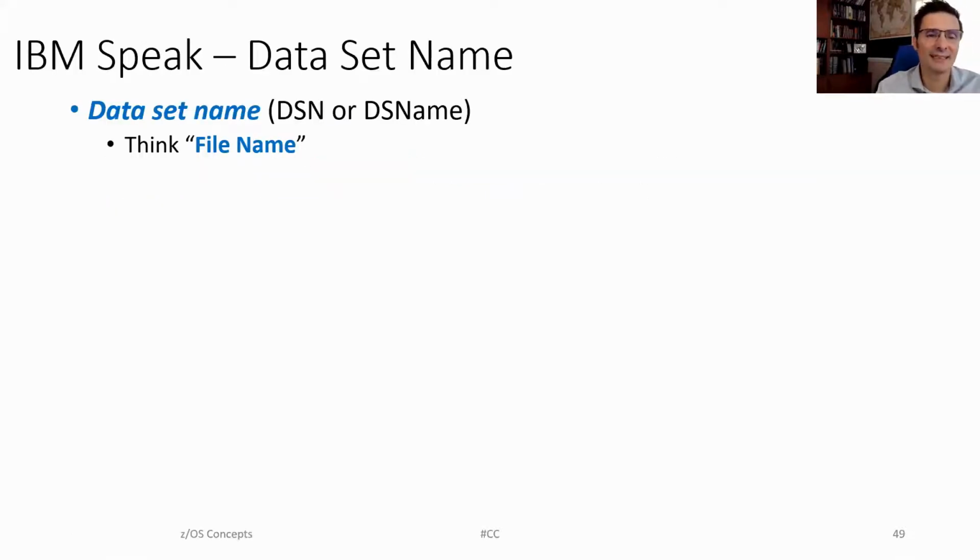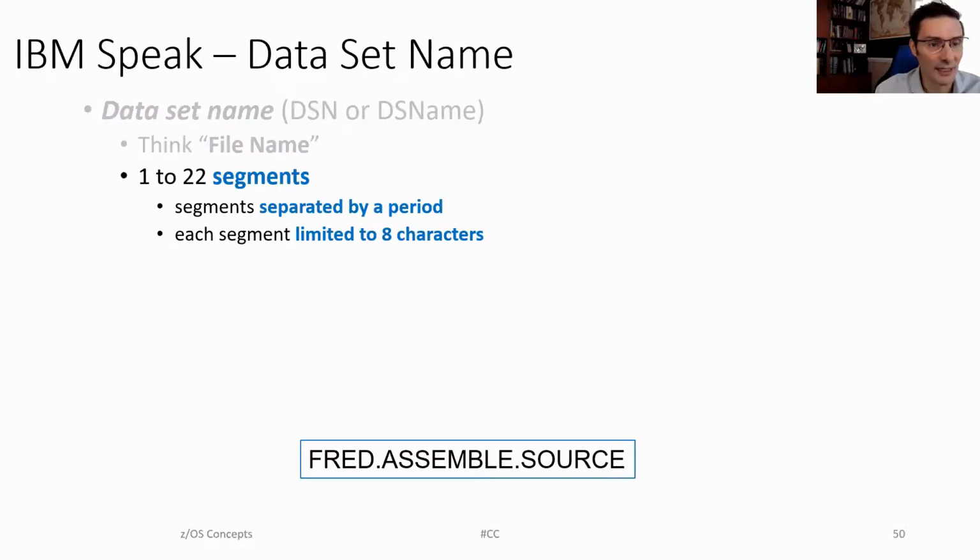When we talk about data sets, each data set is identified by a data set name or a file name. Unlike a regular file name that you'd find on other platforms like Linux or Windows, these have a very strict format. First of all, they're not case sensitive. Everything is in uppercase, and each data set name is limited to 44 characters, of which any one part, each one of these segments, which is separated by periods, cannot be more than 8 characters.